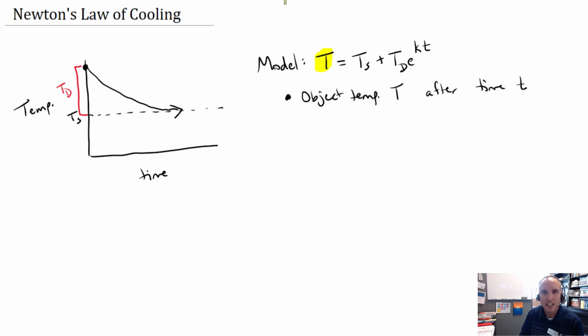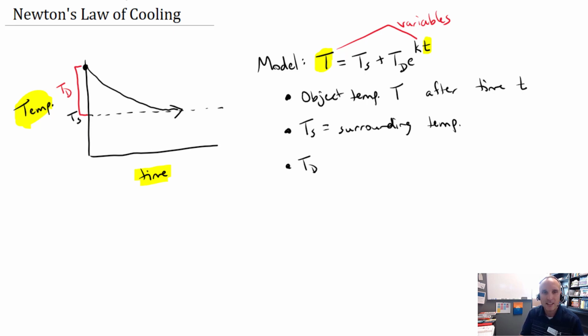Capital T and lowercase t here are the variables. As time goes on, the temperature of the object changes. T sub S, we've already discussed. T sub S is the surrounding temperature. It's a constant. It does not change.